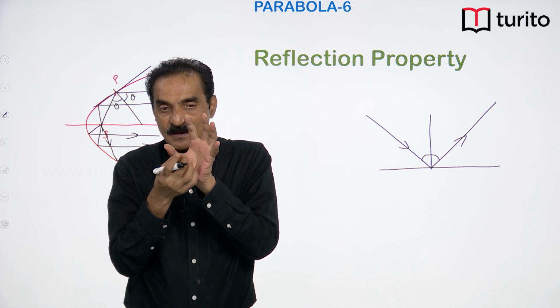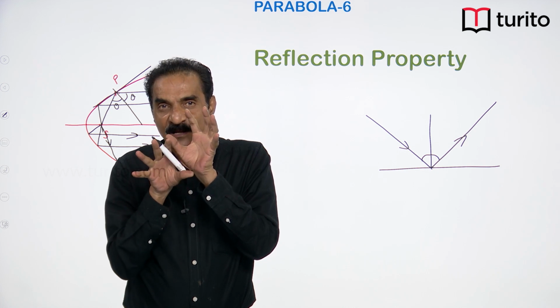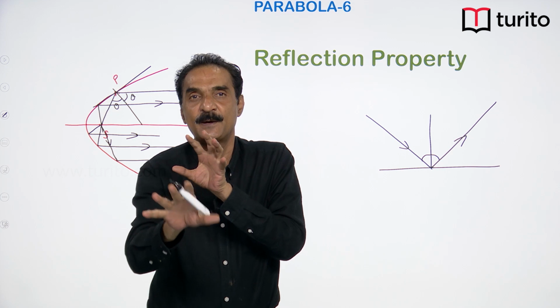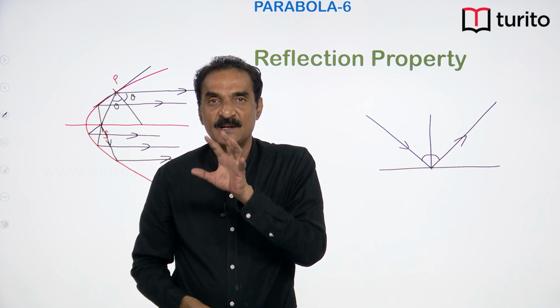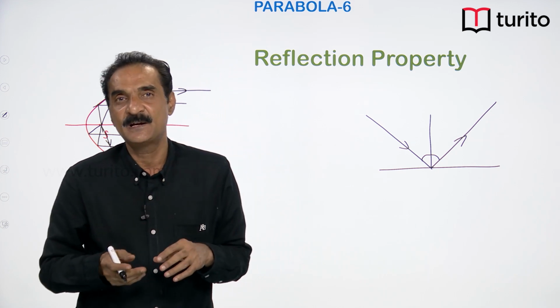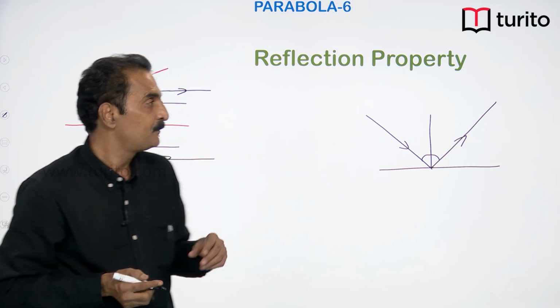So what happens after reflection? The light rays will travel parallel to the axis so that they fall on the road, and you will be able to see the road. This is the secret of the dome of the headlights of vehicles, as you can now observe.